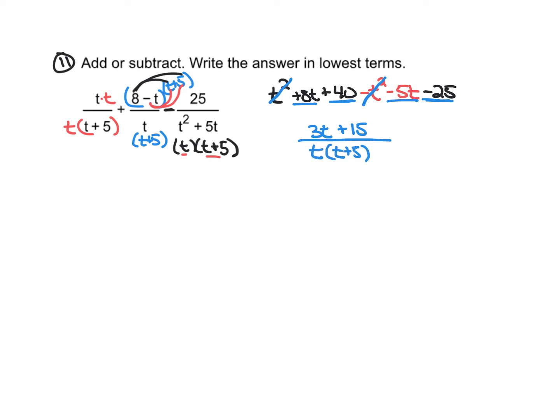Double check that the top doesn't have any common factors. 3 does go into both 3t and 15. So this becomes 3 times t makes 3t, and 3 times 5 makes 15, over t times t plus 5. I have a t plus 5 on the top and the bottom, so my answer is 3 over t.